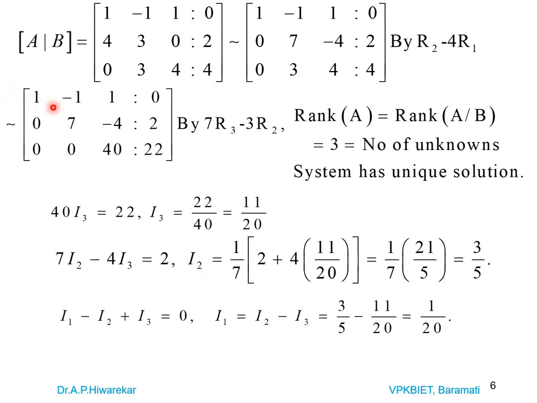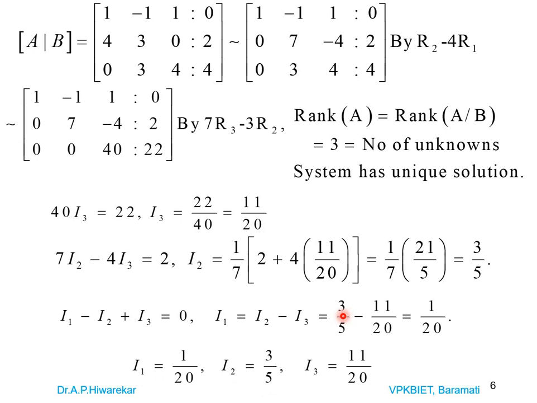The first row is I1 minus I2 plus I3 is 0. Put the values of I3 and I2. So I1 is I2 minus I3, and I2 is 3 by 5, I3 is 11 by 20. If we simplify this value, we get 1 by 20. So the I1 value is 1 by 20. So finally we have I1 current is 1 by 20, I2 is 3 by 5 and I3 is 11 by 20. So that is the final answer of this problem.